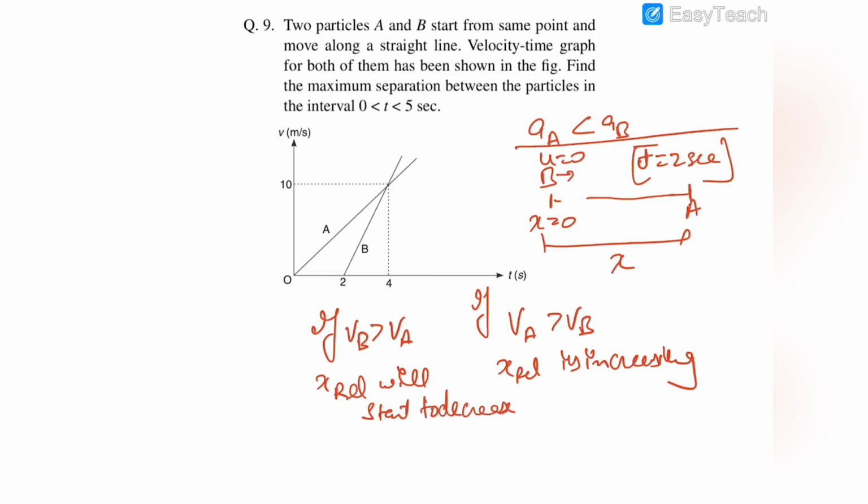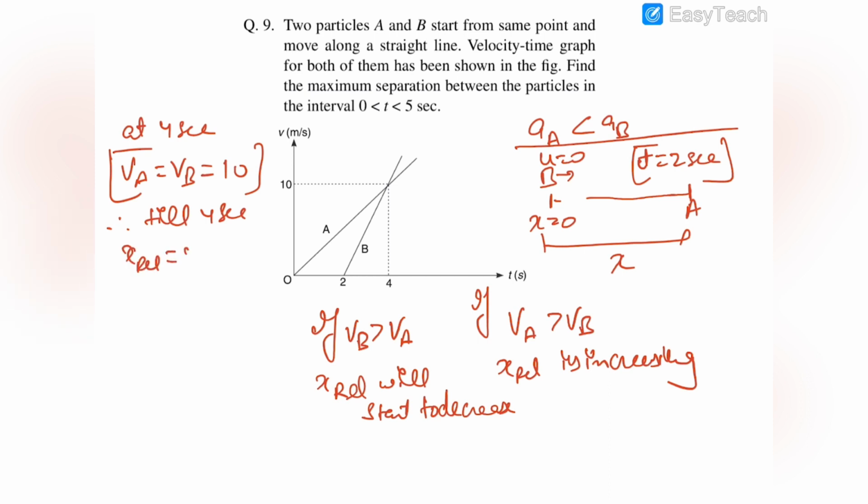Which means that the time when their velocities become equal, the separation will be maximum, and therefore you can see that at 4 seconds their velocity is 10 meters per second. It is the velocity of both A and B. Therefore at 4 seconds VA is equal to VB, and it is equal to 10, and therefore till 4 seconds their relative separation, x relative, will be maximum.